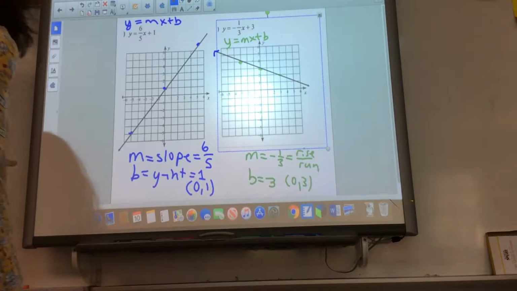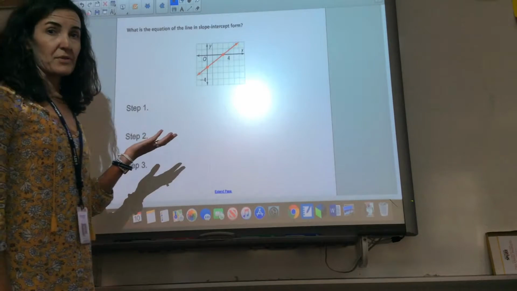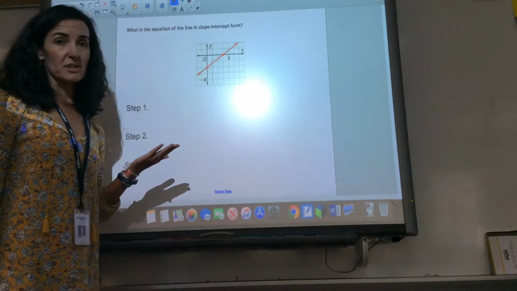Okay, continuing on. All right, so what if we're given a graph of a line? How are we going to write an equation in slope-intercept form?